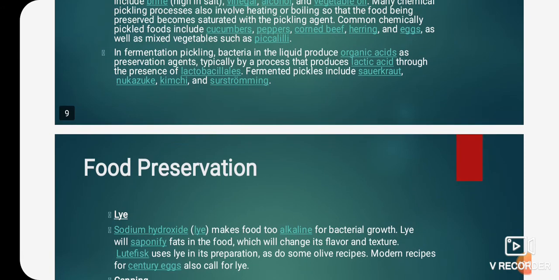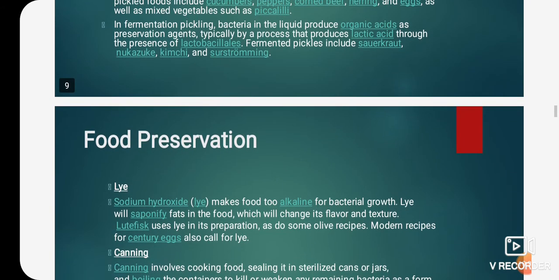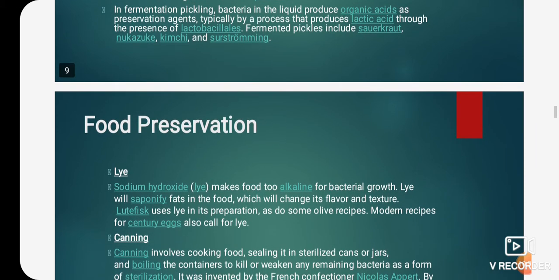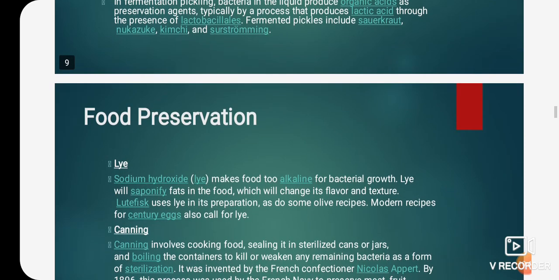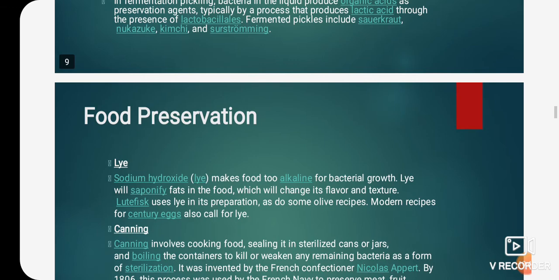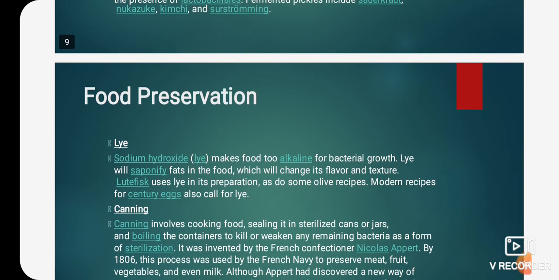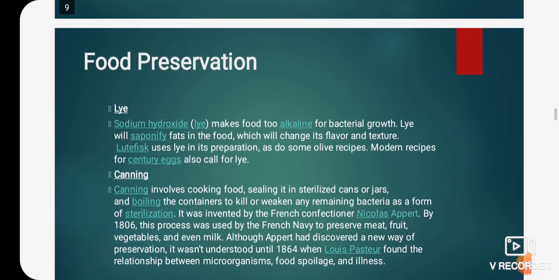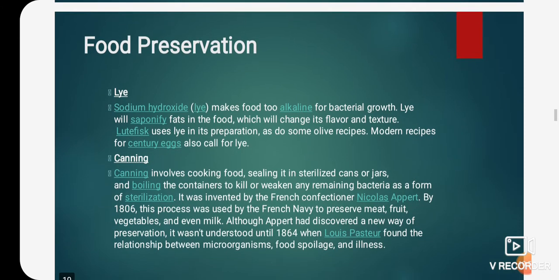Sodium hydroxide lye makes food too alkaline for bacterial growth. Lye will saponify fats in the food, which will change its flavor and texture. Lutefisk uses lye in its preparation, as do some olive recipes. Modern recipes for century eggs also call for lye.